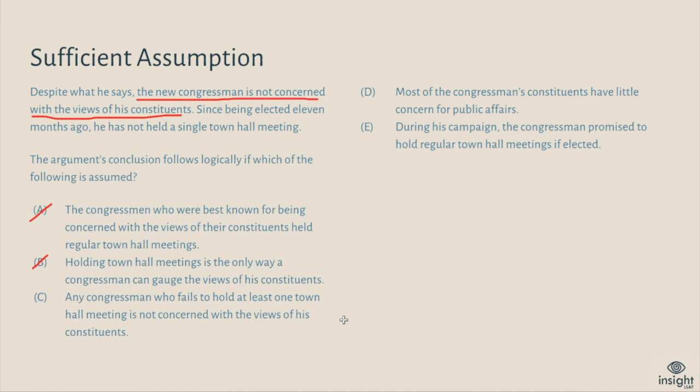C. Any congressman who fails to hold at least one town hall meeting is not concerned with the views of his constituents. Okay, now that gets us to two parts of the gap, right?